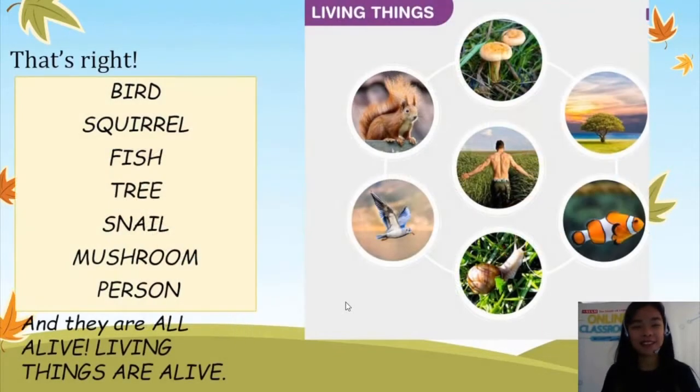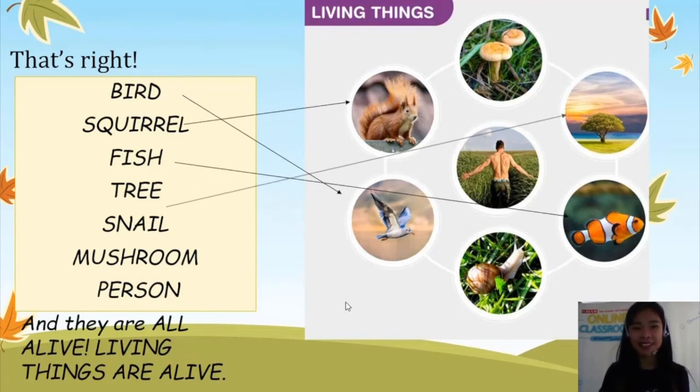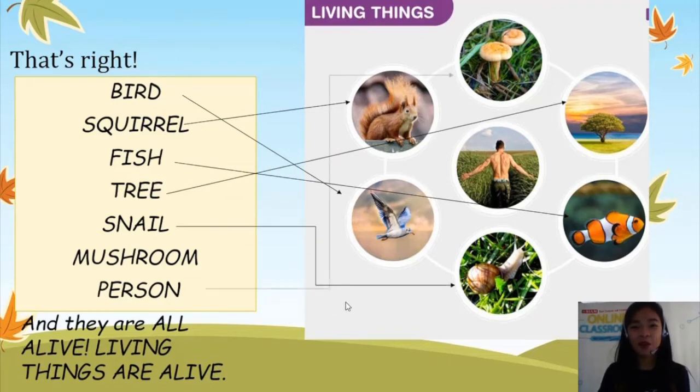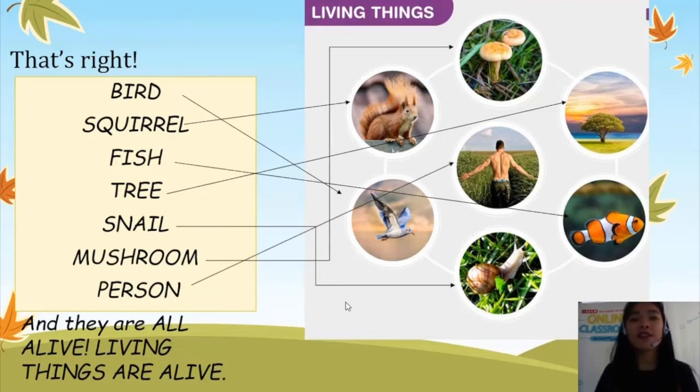So that's right. We have a bird. We have a squirrel. We have a fish. We have a tree. We have a snail. We have a mushroom. And we have a person. So these are what we call living things. All of these things that are in the pictures are what we call living things. And they are all alive. Living things are alive.